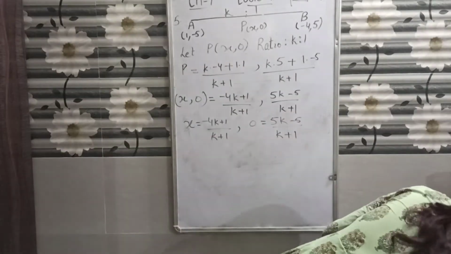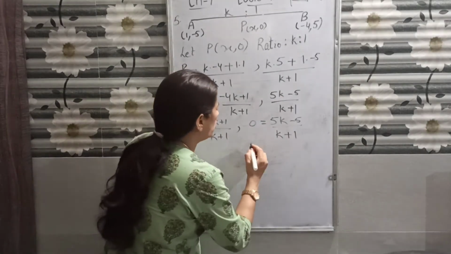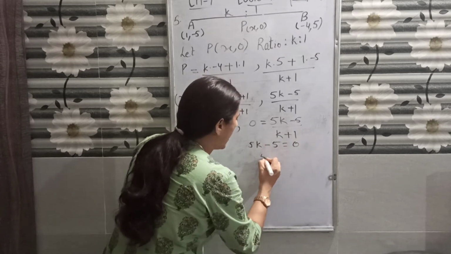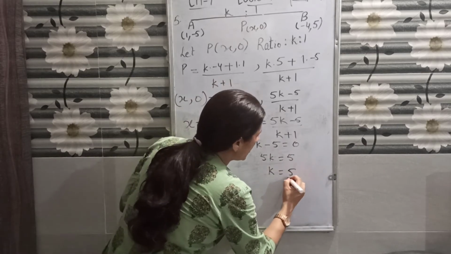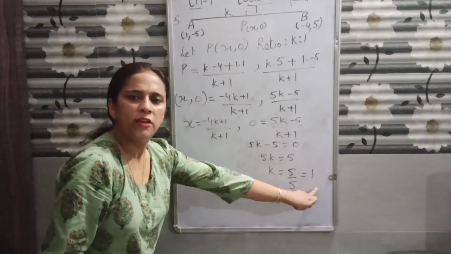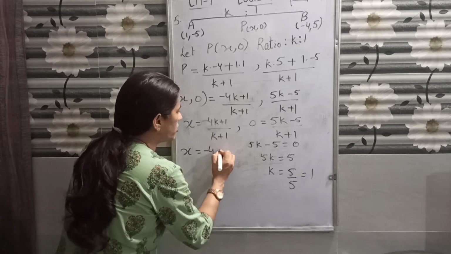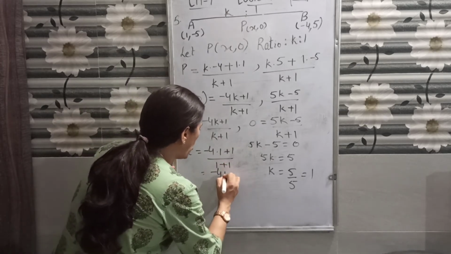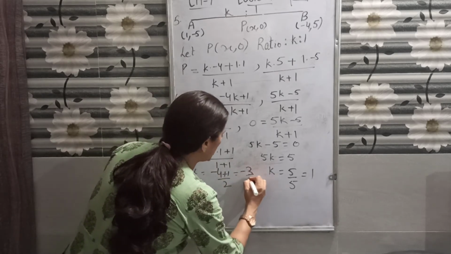Now this 0, when it goes this way, it will be 0 only. So we can say that 5k minus 5 is 0, and 5k is equal to 5. So k will be 5 divided by 5, that is 1. Now we can put this value of k, 1, over here. So x will be minus 4 into 1 plus 1, upon 1 plus 1. That is minus 4 plus 1 upon 2. So x comes to be minus 3 by 2.